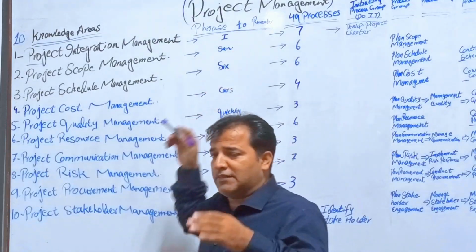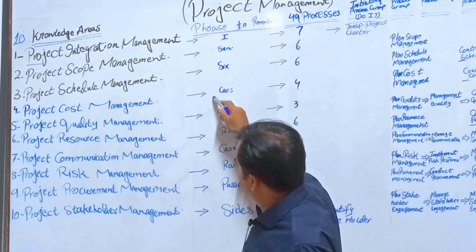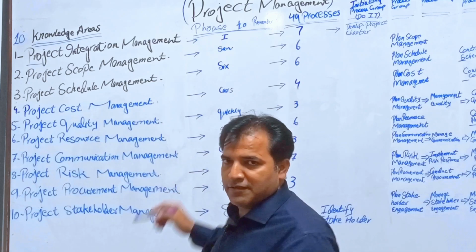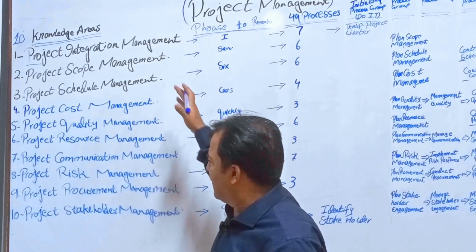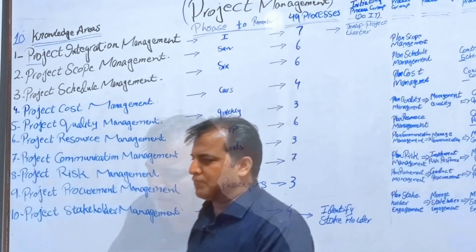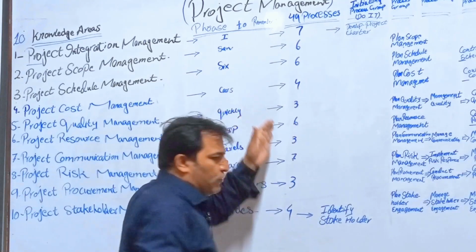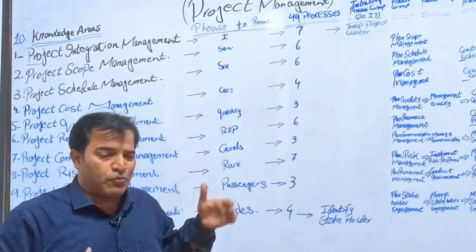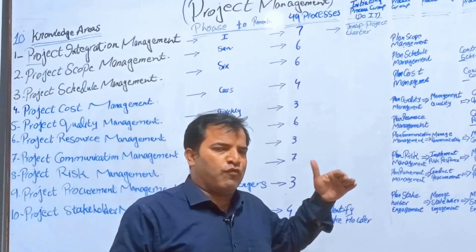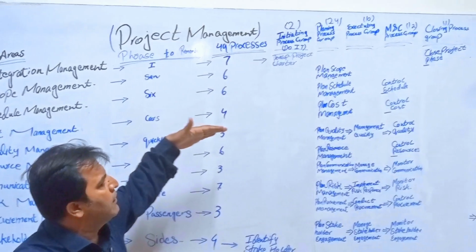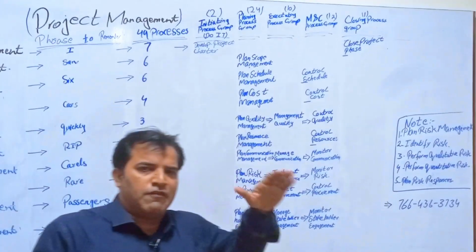But here again, one thing we must remember is that cost must come before communication. Cost must come before communication. So these are the 10 knowledge areas. Now these knowledge areas have different processes, 49 processes in total, which also fall in 5 project process groups, and those process groups are 5 in number.